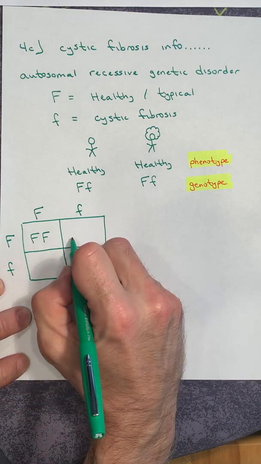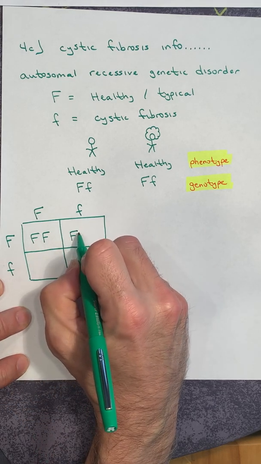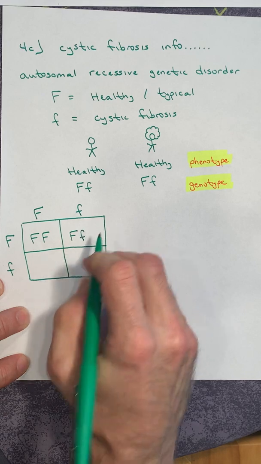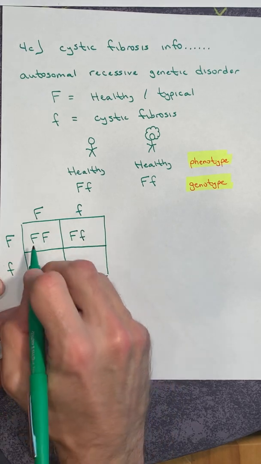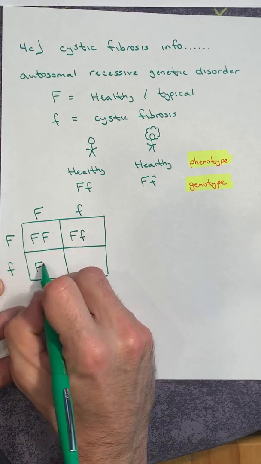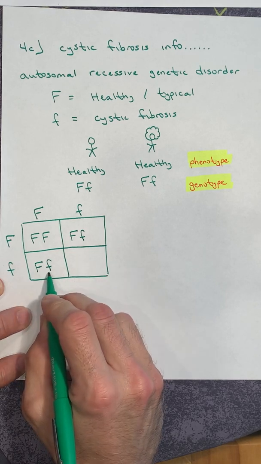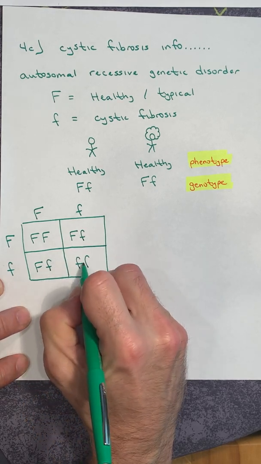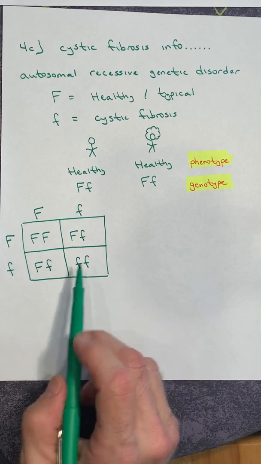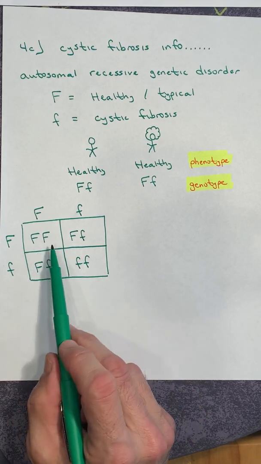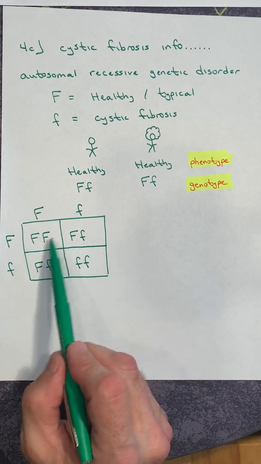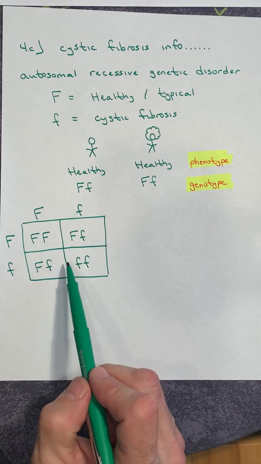Or fertilization might give a dominant F and a recessive F. Or the offspring might receive the recessive F and the dominant F. Or the offspring might receive two recessive Fs. These are the four possibilities for the children.